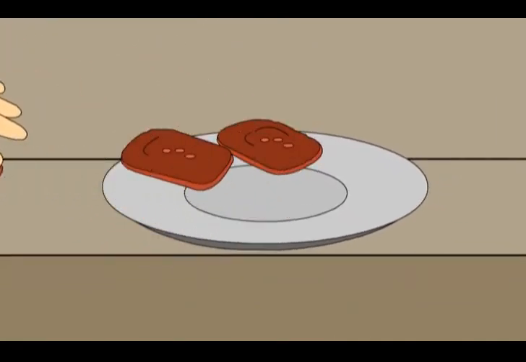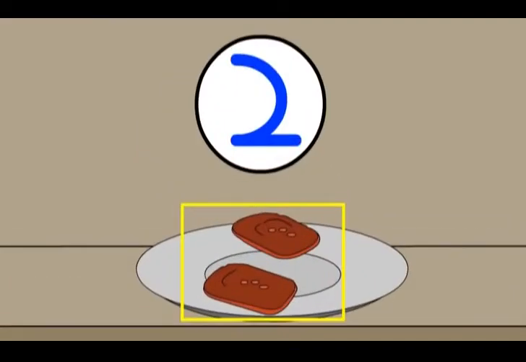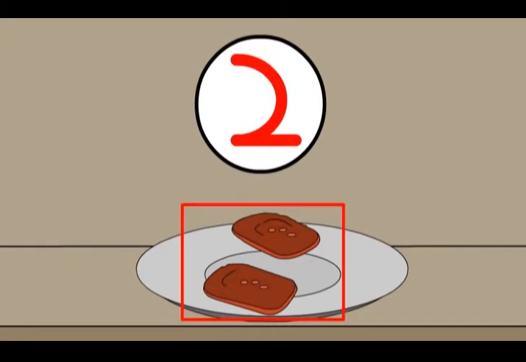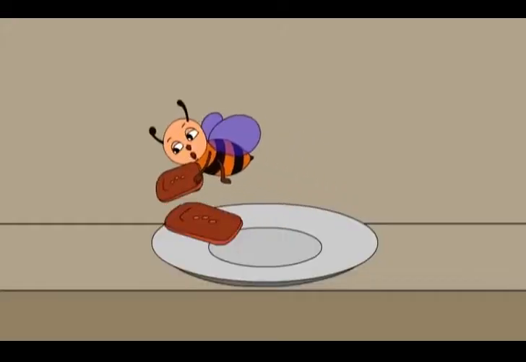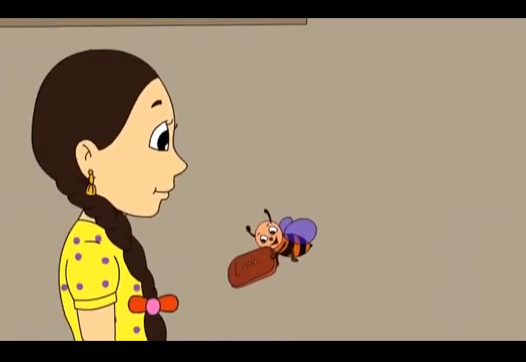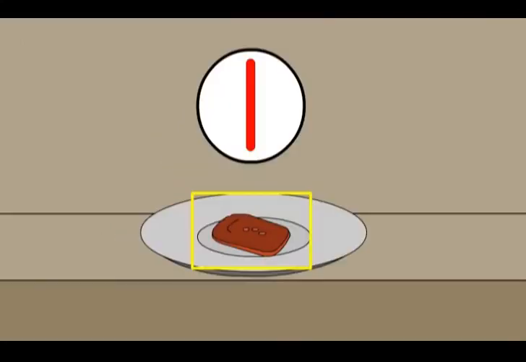Here, you can eat 1 biscuit. Oh, it has become 2 now. Yes, it has become less. When you take away, it becomes less. Meenu, you also eat 1 biscuit. There is only 1 biscuit in this plate now.